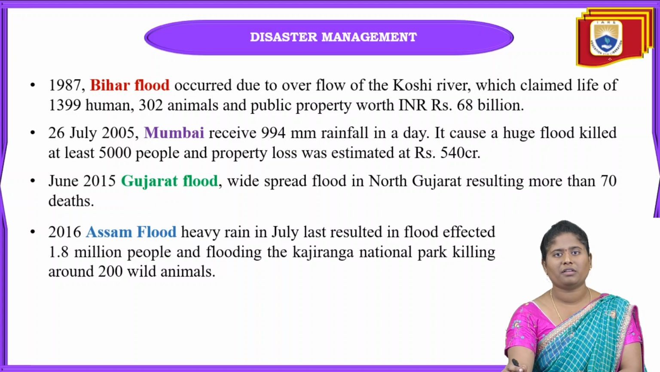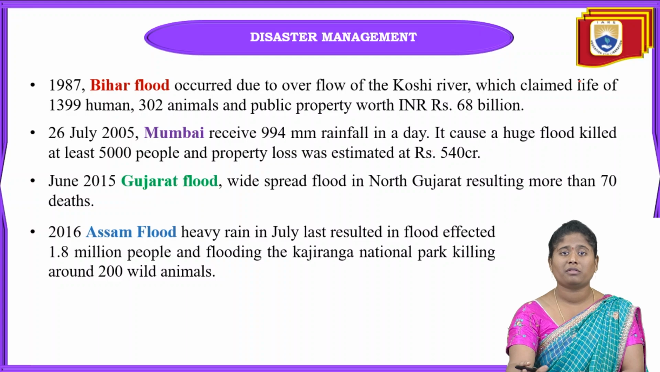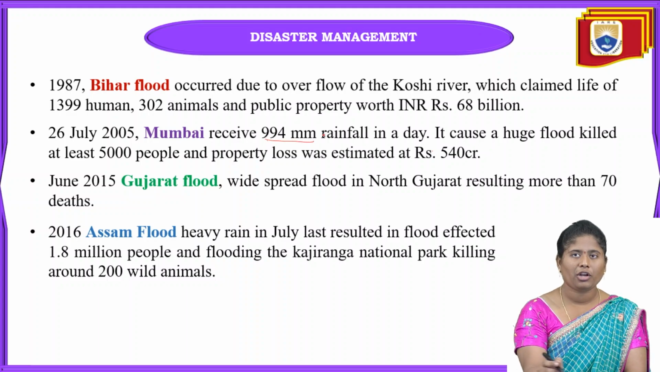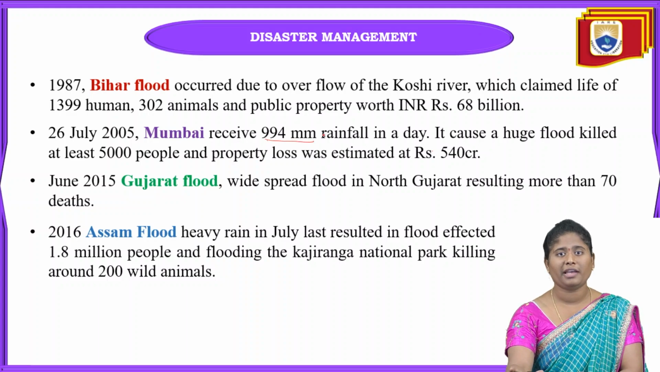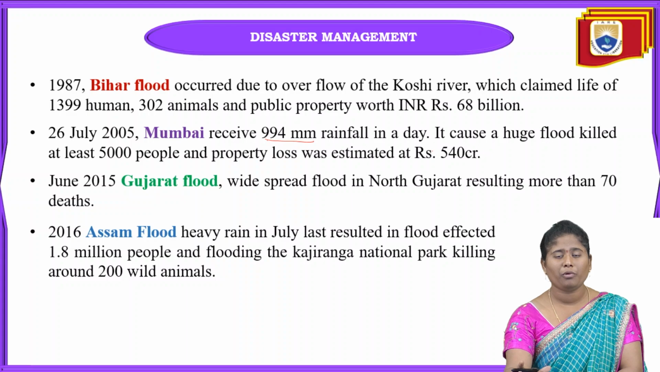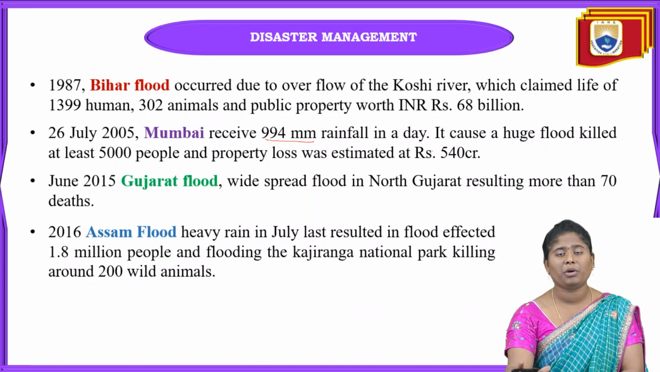And next one is in July 2005 in Mumbai, because of the heavy rainfall. It received heavy rainfall of 994 mm in just a day. Okay, that much amount of rainfall fell in one day. You can imagine what happened. So it took almost 5000 people, and the property loss is estimated to be 540 crore also.